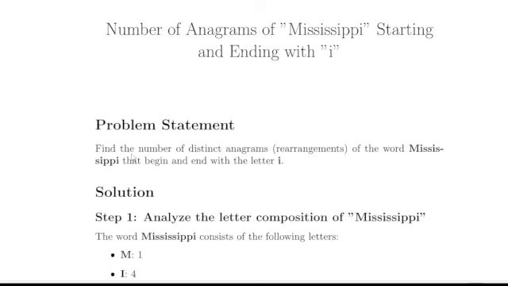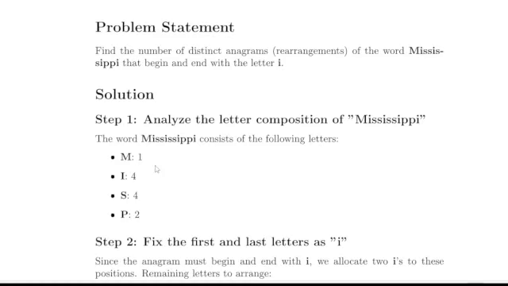In this video, we want to find the number of distinct anagrams of the word Mississippi that begin and end with the letter I. So let's see how many letters we have. We have 11 letters: 1 M, 4 I's, 4 S's, and 2 P's.